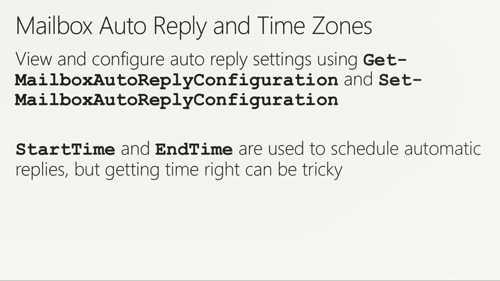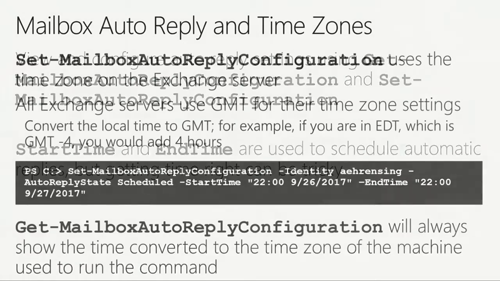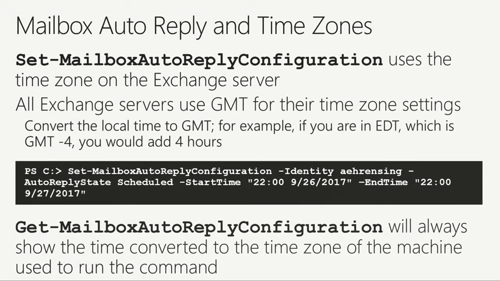One is start time and one is end time. But those can be a little tricky. Set-MailboxAutoReplyConfiguration, which is what you use to set the auto reply, will use the time zone on the Exchange server itself. So for all on-premises servers and for all Exchange Online servers, the time zone is set to GMT.